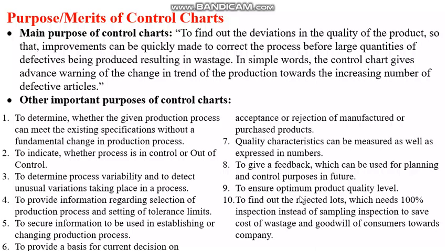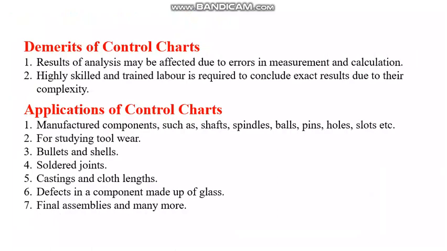To ensure optimum product quality level, and to find out the rejected lots which need 100% inspection instead of sampling inspection. Sampling inspection means if you are checking only a few items, it is called sampling inspection. If you are checking everything, that means 100% inspection. So when sampling inspection should be done and when 100% inspection should be done, to determine that also, control charts can be used. These are all the different purposes for which control charts can be used.